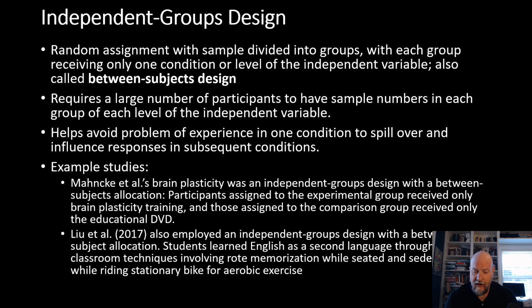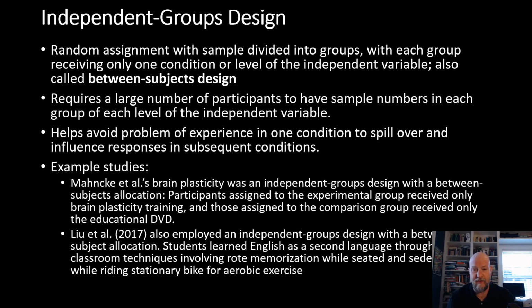This is when you have, as we discussed earlier, random assignment with the sample divided into groups, and each group receives only one condition or level of the independent variable. So it requires a larger number of participants, because as you can imagine, each person only serves in one level of the independent variable. So if you're using an independent groups or between subjects design, you often need a larger sample because you have to have people in each of those levels. So the more levels of the independent variable there are, the more people you're going to need.